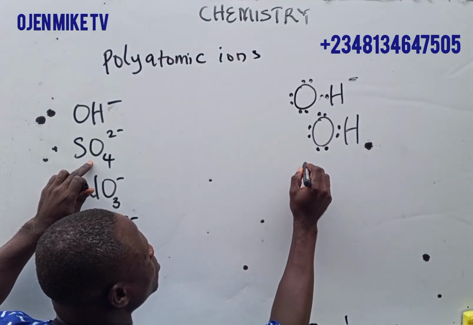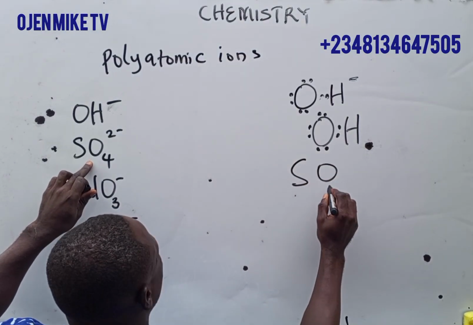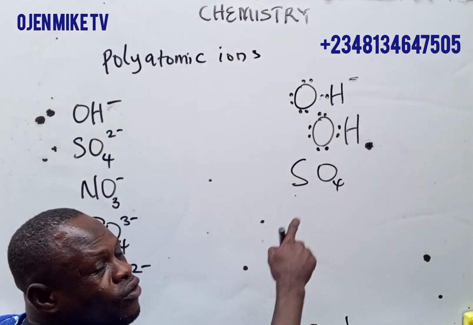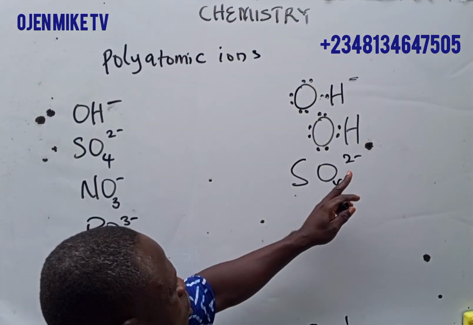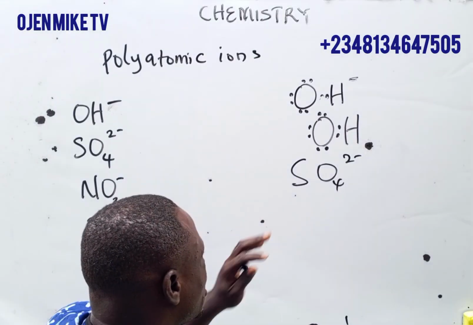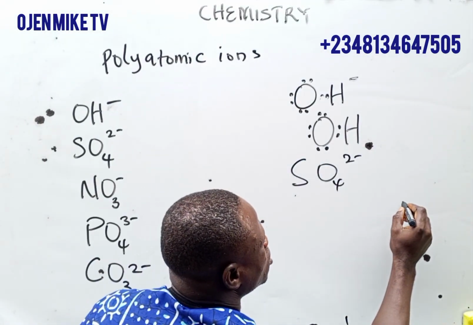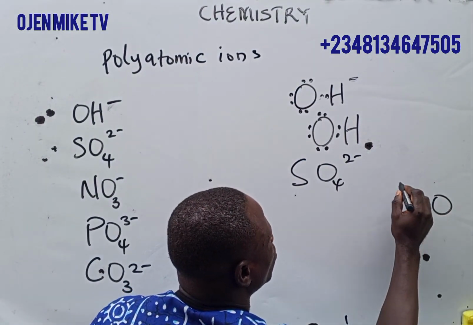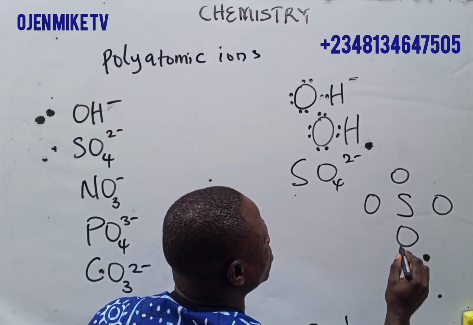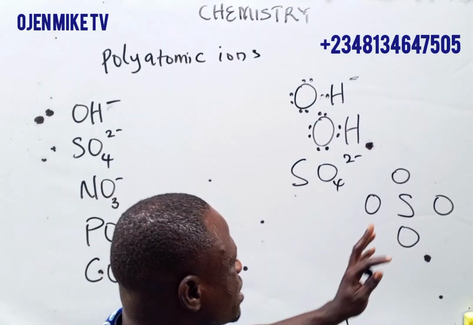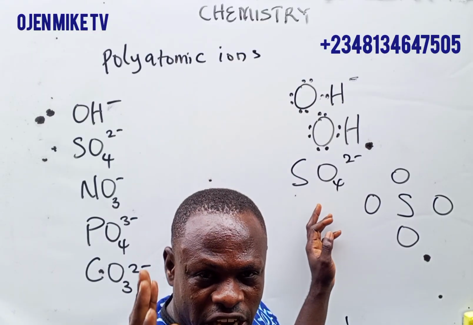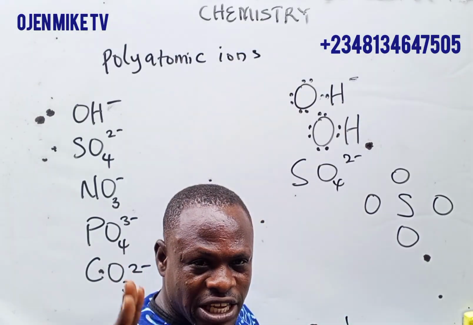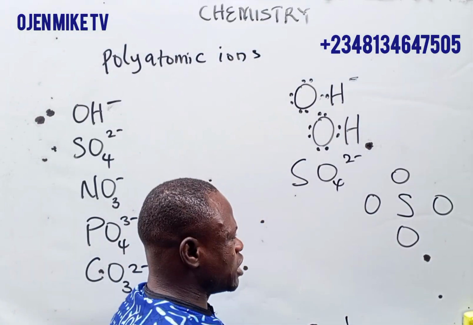We have sulfur and 4 atoms of oxygen with 2 minus. These 2 minus, what happened? Let's look at the structure. It's like this: S O O O and O. This is how it is. Remember, sulfur has 6 valence electrons, oxygen has 6 valence electrons. Now we are going to express them all.